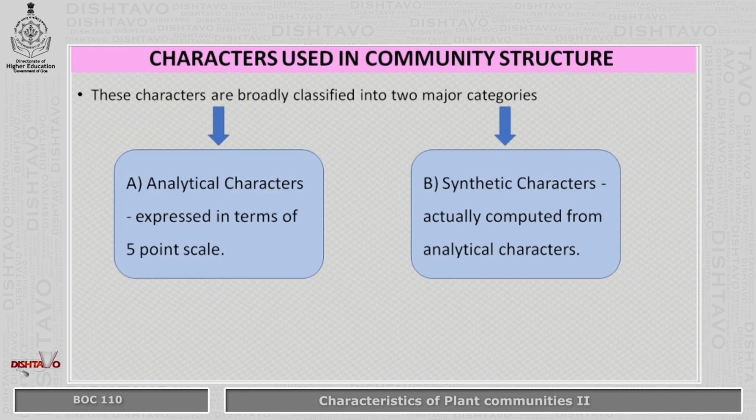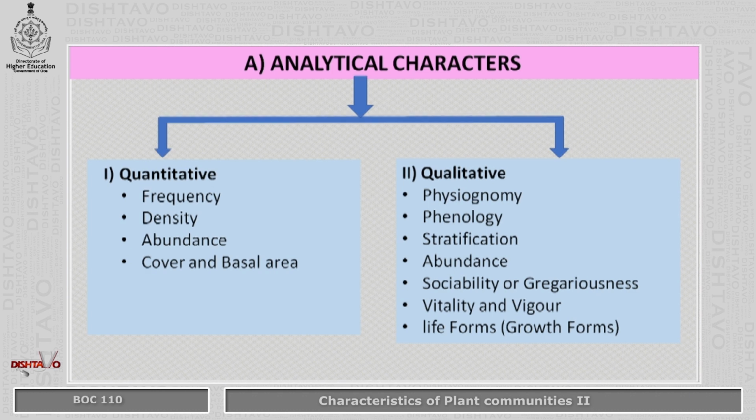The characters used in a plant community are broadly classified into two major categories. The first one is the analytical characters and the second one is the synthetic characters. The analytical characters are expressed in terms of a 5-point scale and the synthetic characters are actually computed from the analytical characters. Now, analytical characters again are subdivided into quantitative characters and qualitative characters.